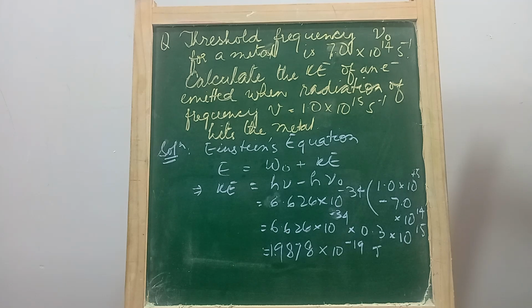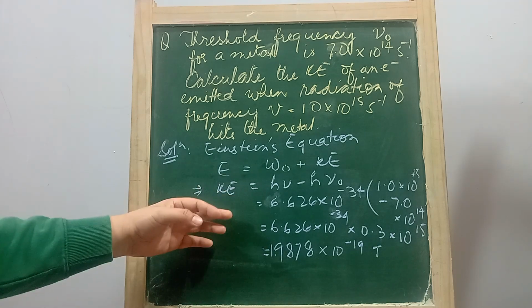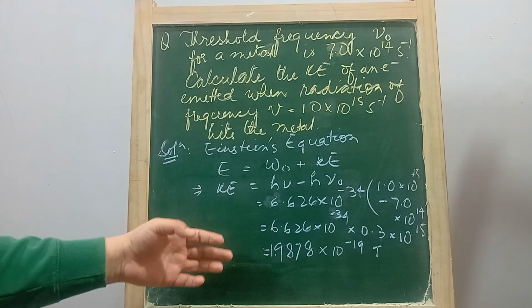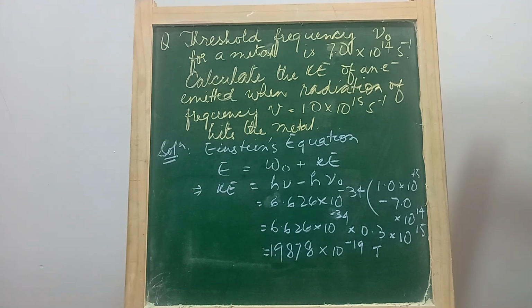of the electron. And if we know the mass of the electron, then from this kinetic energy, which is half mv square, we can calculate the velocity of the electron as well. I hope it's clear.